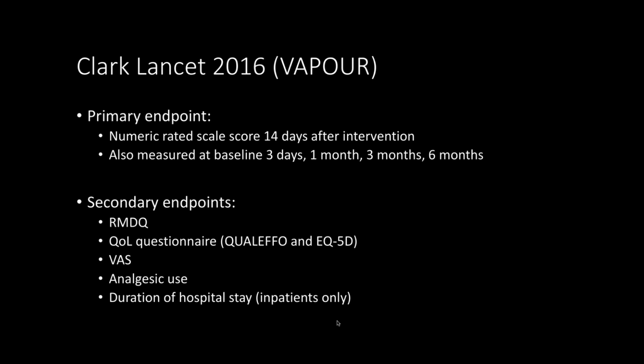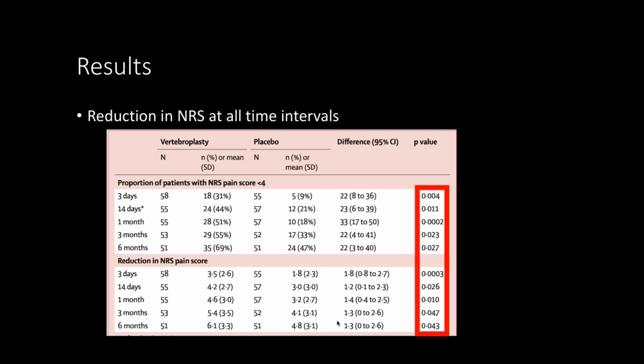And so these patients, they specifically selected a little bit older, but they kept this less than 6 weeks, more acute pain. And they actually increased their scale to even having 7 out of 10 as a pain score. And they had to have had an MRI or a SPECT CT showing an acute fracture. Their primary endpoint was basically a numeric rated score, 1 out of 10, after 14 days from the intervention. And they also measured at additional time points as well, up to 6 months.